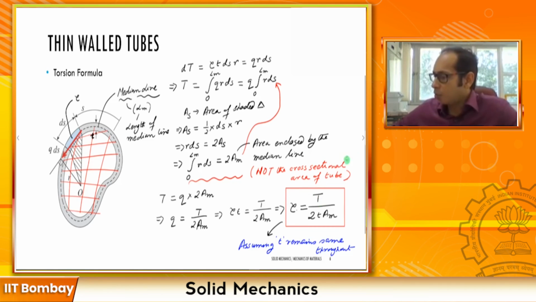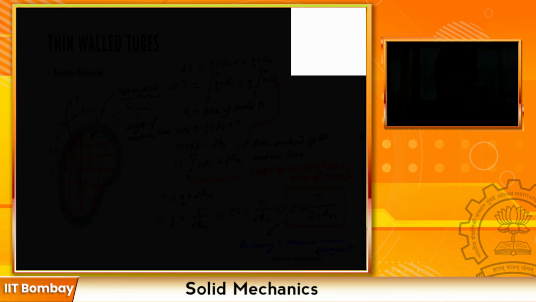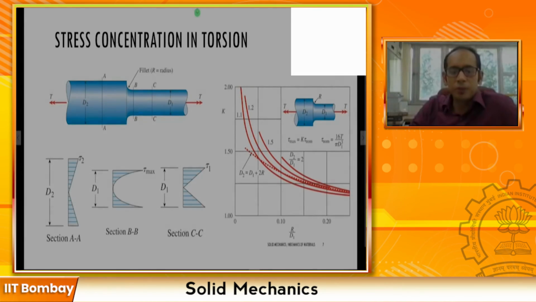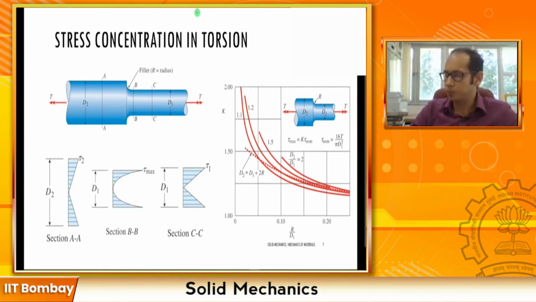Okay. All right, now moving on. So this was the thin wall tubes. Next is the topic of stress concentrations in torsion. Now, as you had seen for the axially loaded case, where you have discontinuities or jumps in the cross-sectional areas, your stresses shoot up. Something similar happens in torsion.